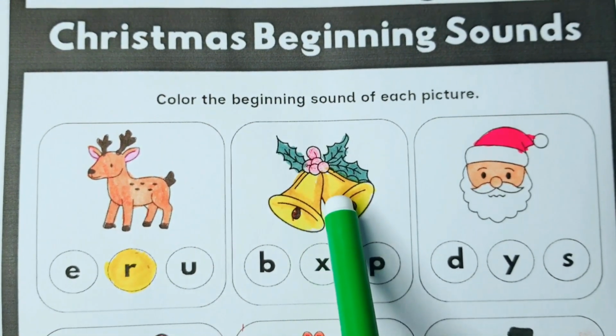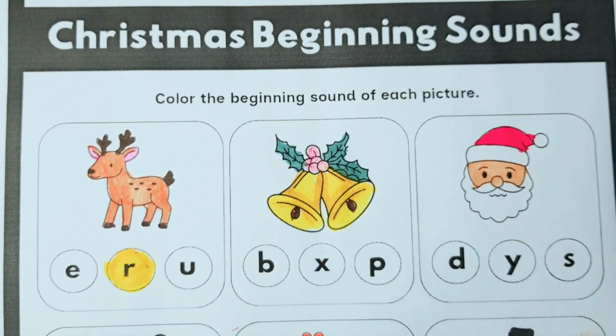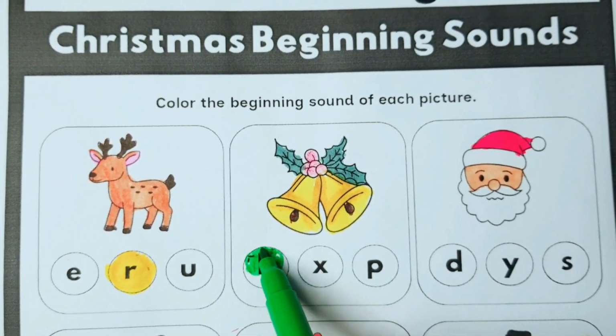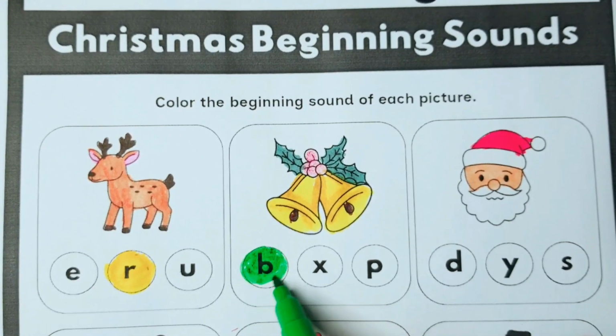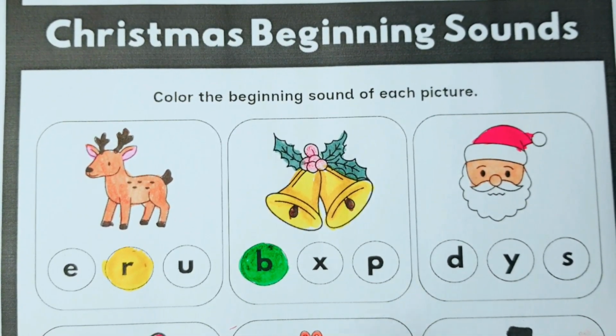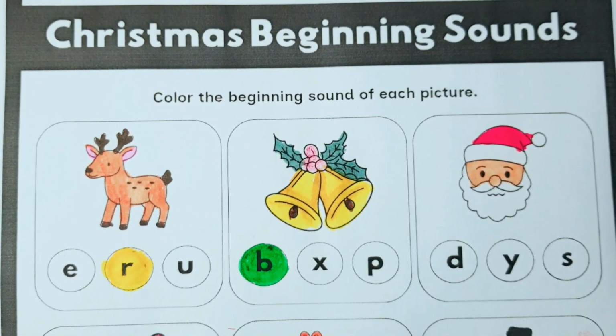Look at the next picture. Bell. B is for bell. Let's color the letter B. B is for bell.